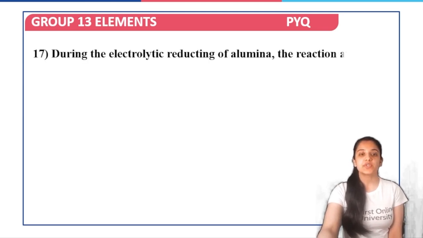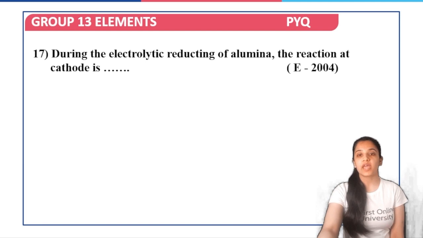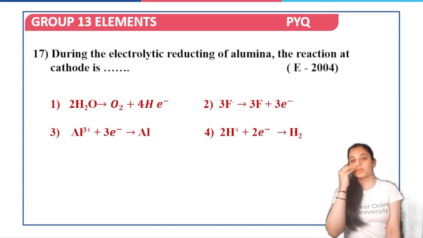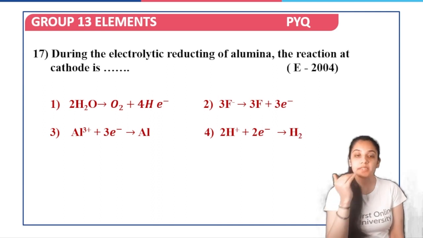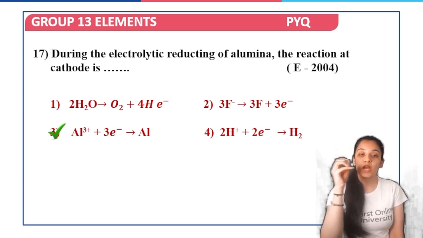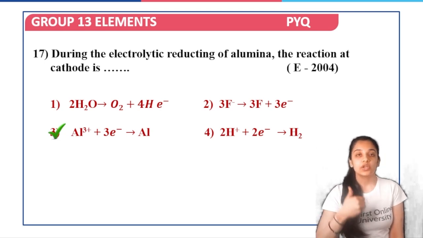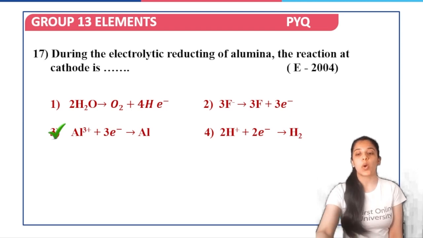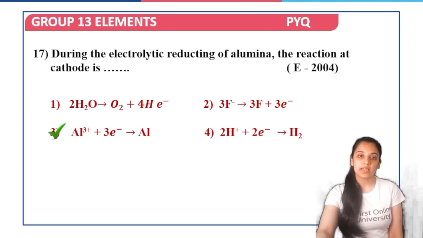Next question is: during the electrolytic reduction of alumina, that is Al2O3, what is the reaction at the cathode? Remember that at the cathode, it is the aluminium that is getting reduced, Al3+ is getting reduced to aluminum. So option C or 3 is the correct answer.